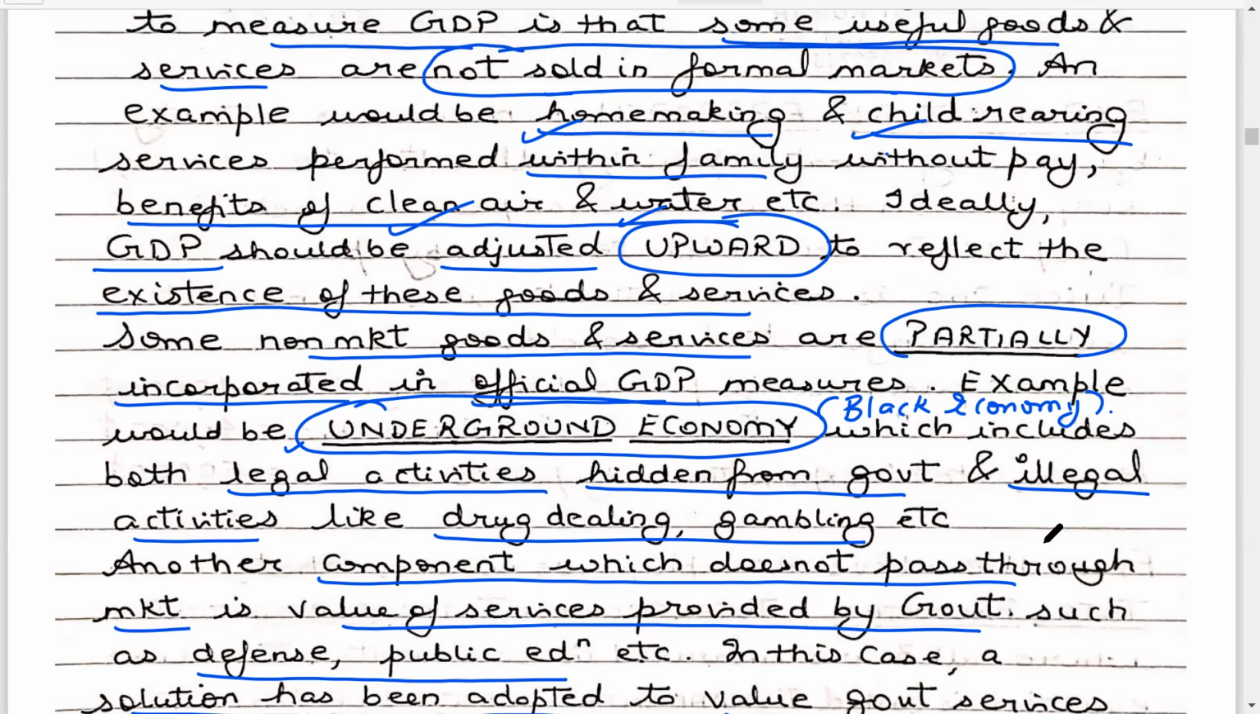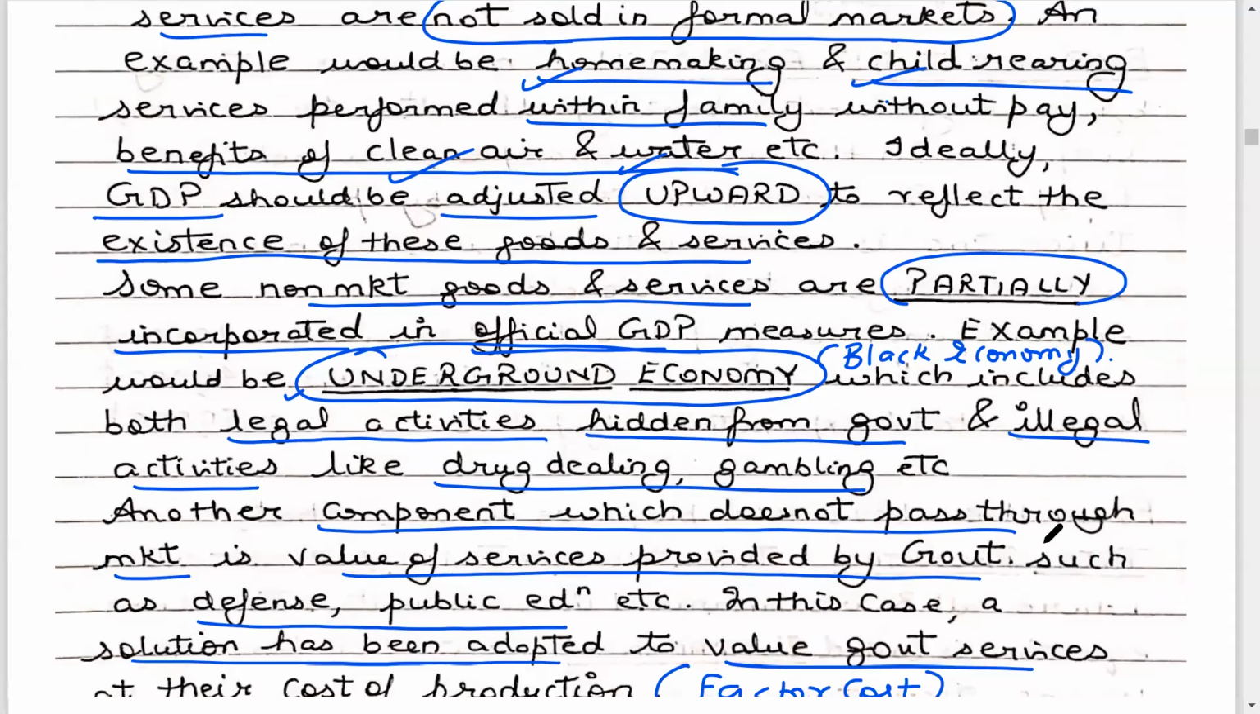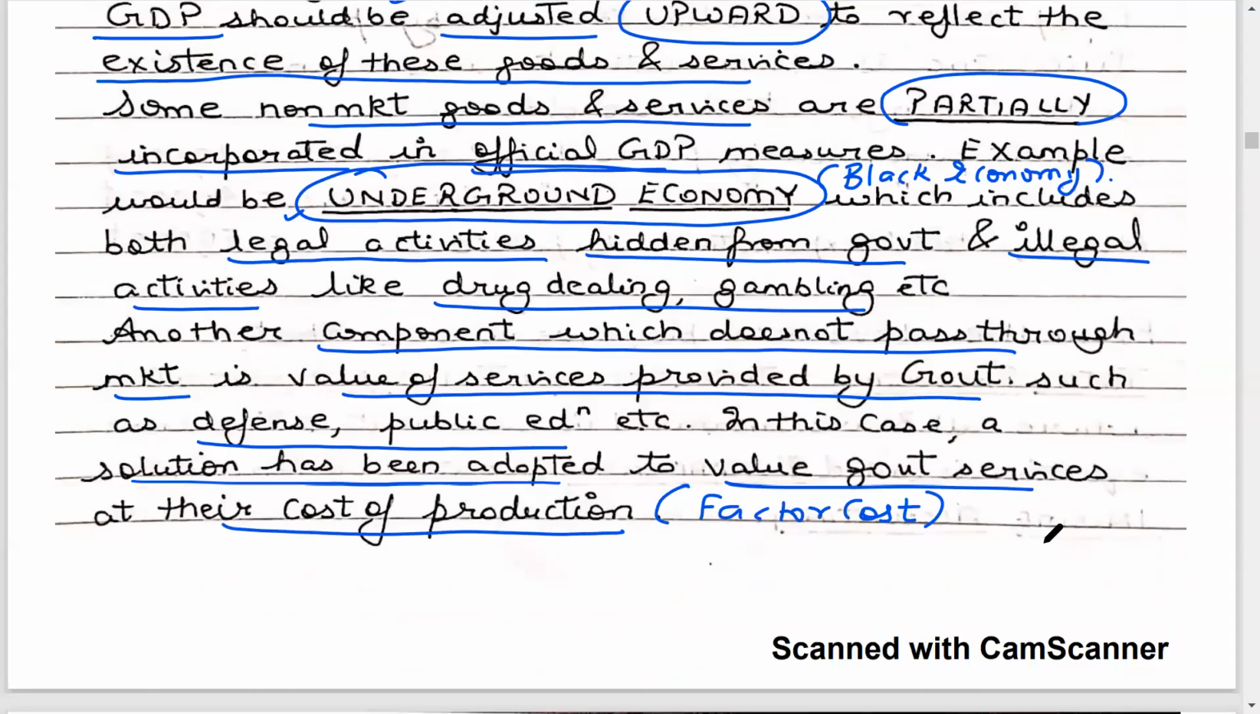And the third problem with using market prices is that whatever goods and services are provided by the government are at the factor cost. Although a market exists for that, the government is not selling its goods and services at the market price. The government sells its goods and services at their cost of production, which is nothing but the factor cost.